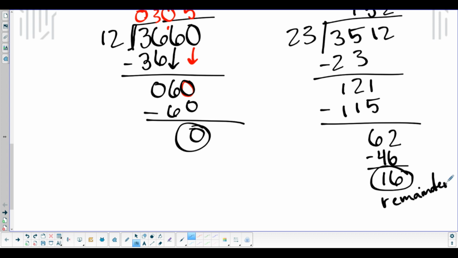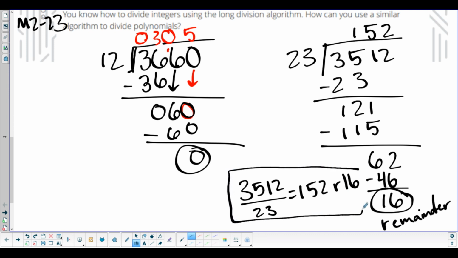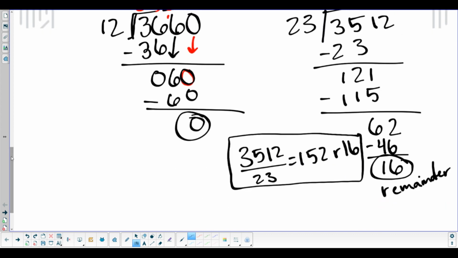So you've probably written this, you would say 3,512 divided by 23 is equal to my number up top, 152 R16, right? You've probably seen that before, okay? And that would be another answer. The R stands for remainder, meaning how many are left over that can't make it into 23, okay?